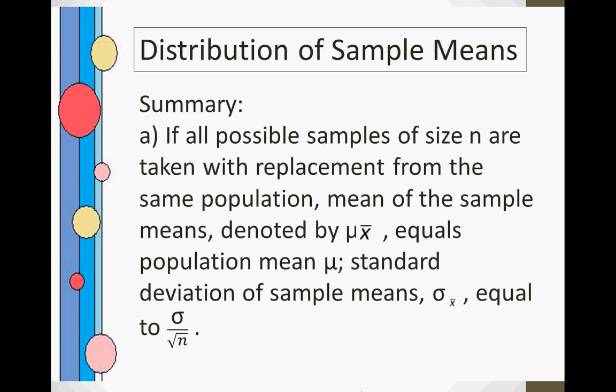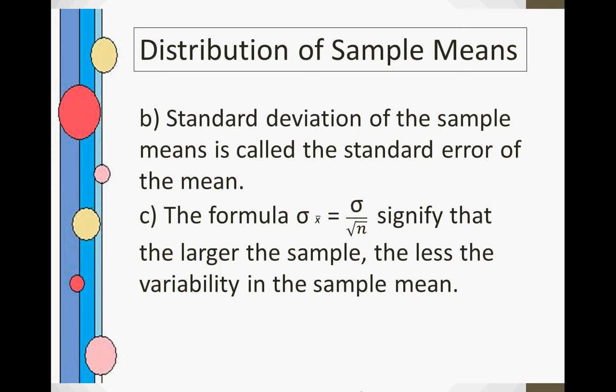In conclusion, if all possible samples of size n are taken with replacement from the same population, the mean of the sample means, denoted by mu x bar, is equal to the population mean mu. The standard deviation of sample means, sigma x bar, is equal to sigma divided by the square root of n. And so the standard deviation of the sample means is also called the standard error of the mean.